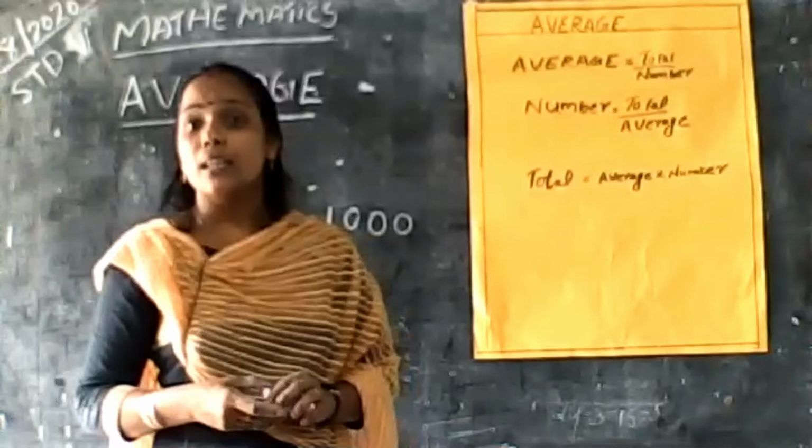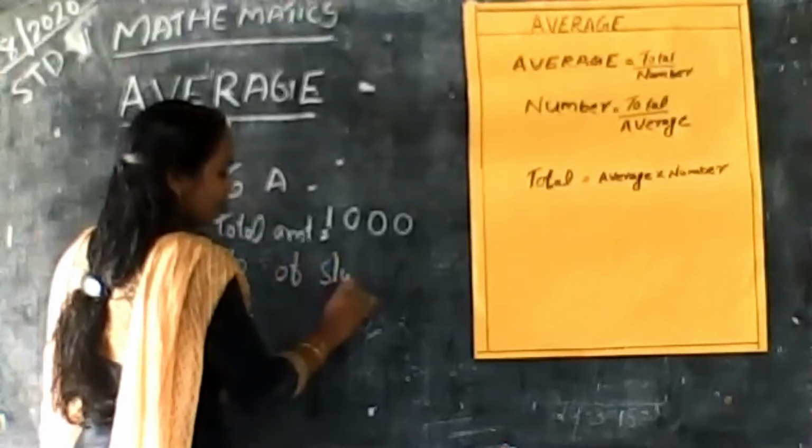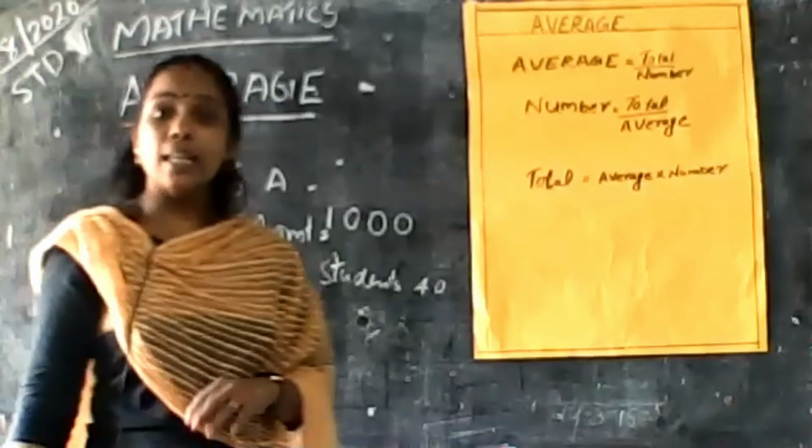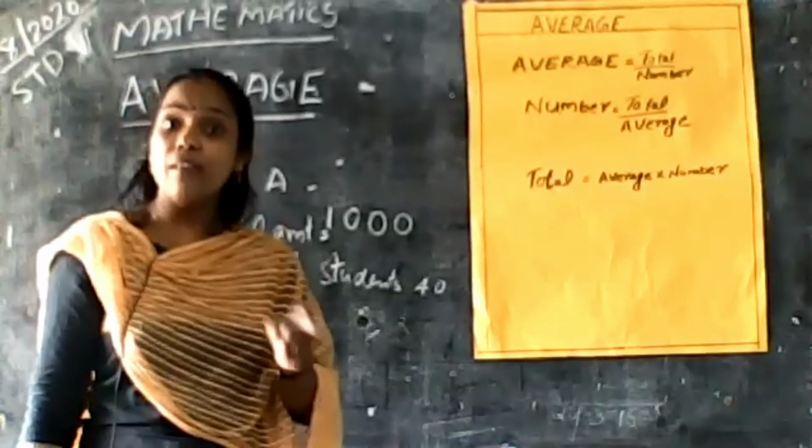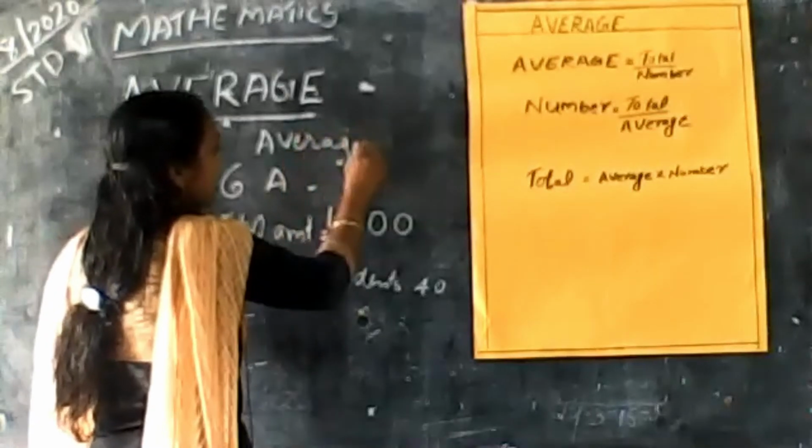The number of students is 40. Suppose the collected amount is 1000 rupees. I know your class strength is 46 students. Some students were absent that day, and somebody forgot to bring the money. We got money from only 40 students. What is the average amount of each student? How can we find out? What is the equation? Average is equal to total by number.